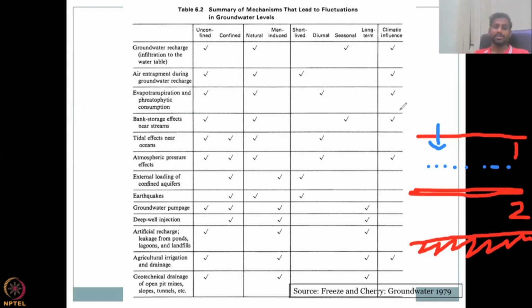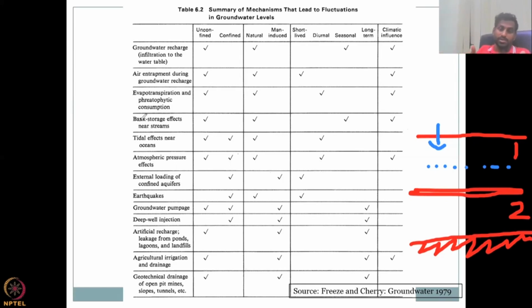Bank storage affects areas near streams. For example, you have a stream, a river flowing. Near the river, there could be some water stored because of a flood. A big flood is coming and the bank is full of water. That can also influence your unconfined aquifer, the first layer in the aquifer, because the water can rise based on the bank water storage amount. It is purely a nature-based system, and it is seasonal because your river will have water only during seasons.